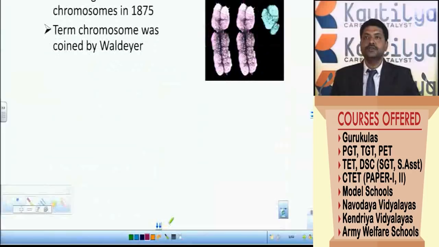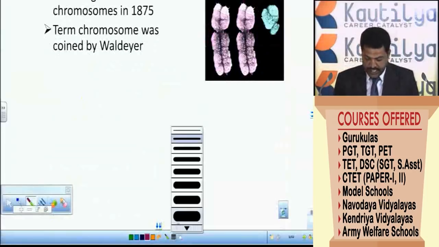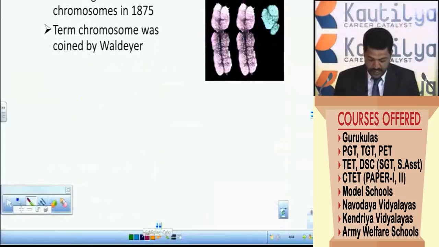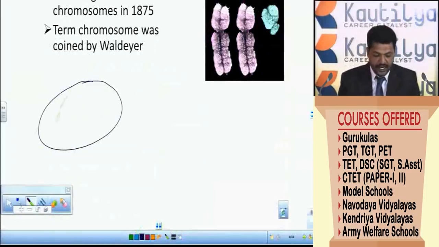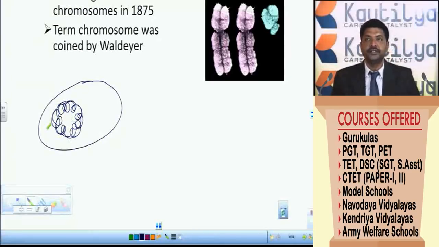In prokaryotic organisms like bacteria, there are no chromosomes. In bacteria, we have only a single circular double-stranded DNA. It is not associated with histone proteins. Hence, chromosomes are not formed. But in some textbooks, the bacterial chromosome is said to be a prochromosome.